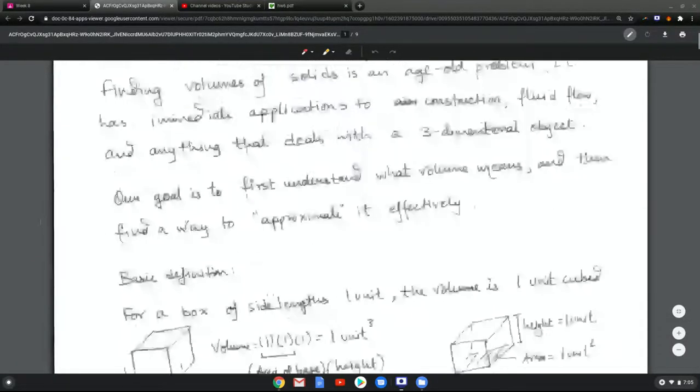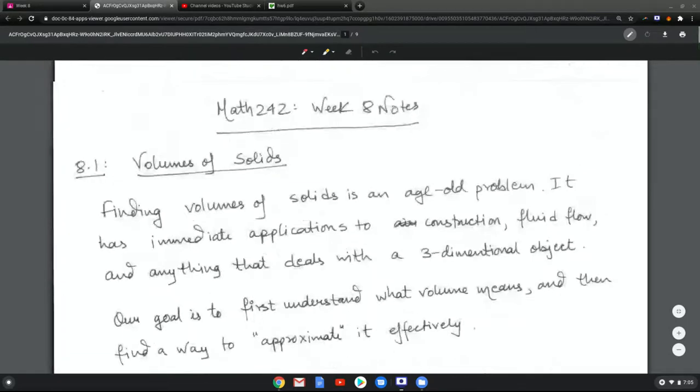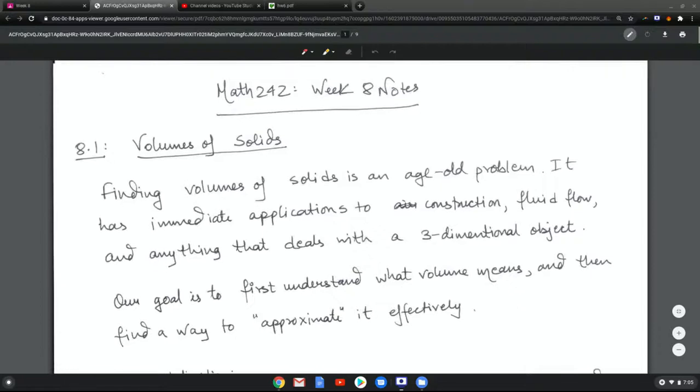We're going to continue with our application of integration methods that we've learned so far. This week's goal is to learn how to find volumes of solids. Next week we're going to learn another method of finding volumes. So we're going to spend 2 weeks on the volume topic.